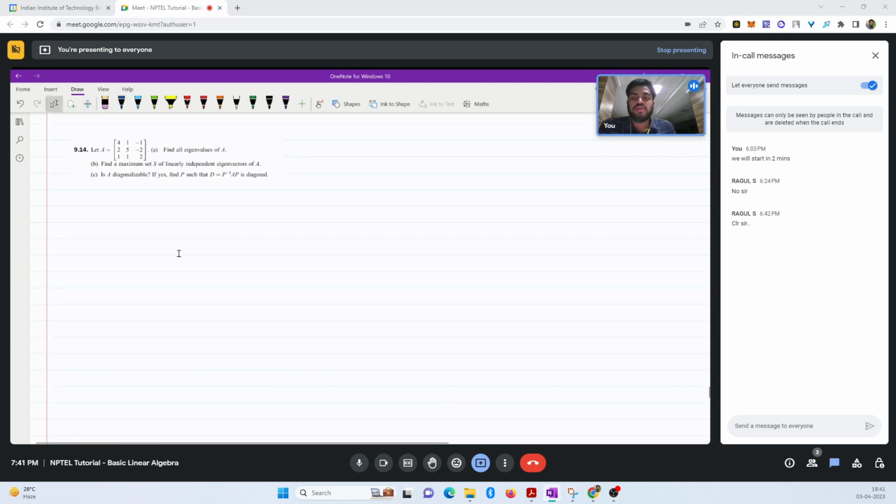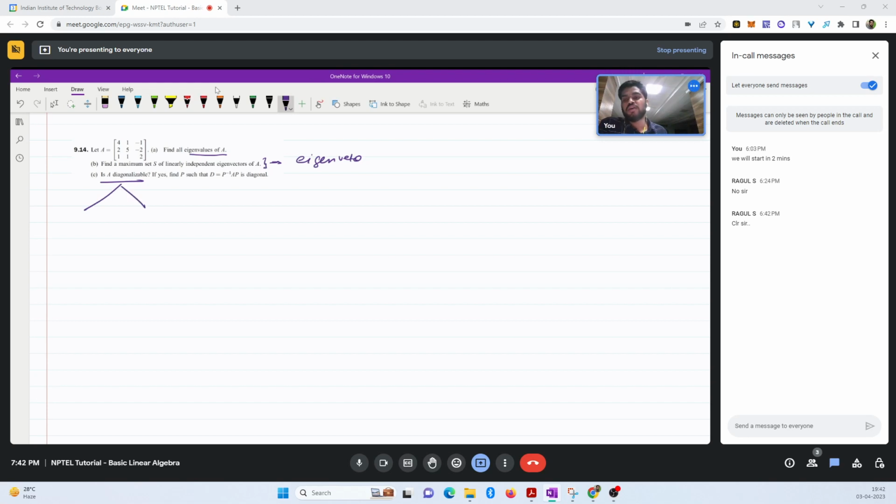So again, we have a question. Probably I'll just pass my comments on how we can solve it. You already know how we can solve for eigenvalues of A. We have done plenty of examples. Find the maximum set S of linearly independent eigenvectors of A. So you just need to find eigenvectors and a linearly independent set. For every eigenvalue, you will pick as many eigenvectors as your multiplicity, if that many linearly independent ones exist. Now, is A diagonalizable?